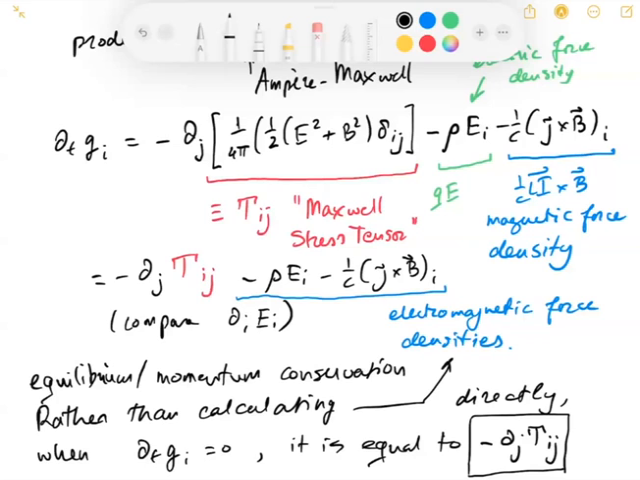Okay, so now let me add the two terms, because those are important. There's a minus EIEJ, and there's a minus BIBJ. Okay, so that's the stress tensor.